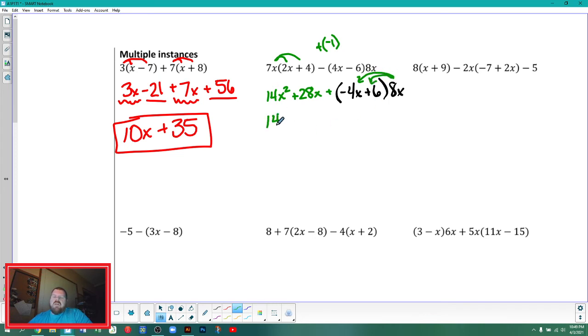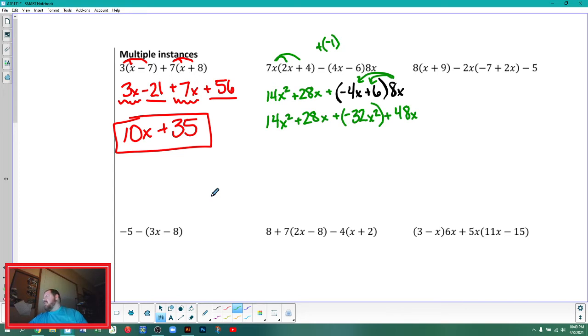I have to rewrite the first part. And here I'm going to have 8 times 4 is -32, and x times x is x squared. 8 times 6 is 48, and that has an x on it. Maybe I'll put that one in parentheses because it is negative.